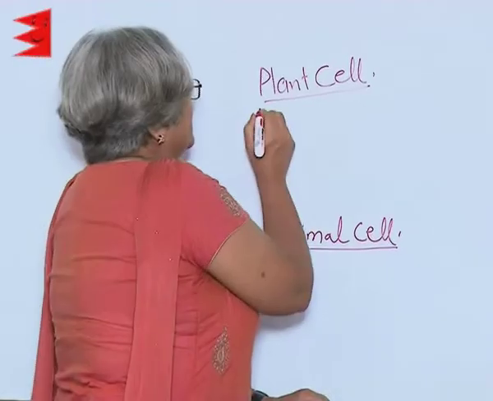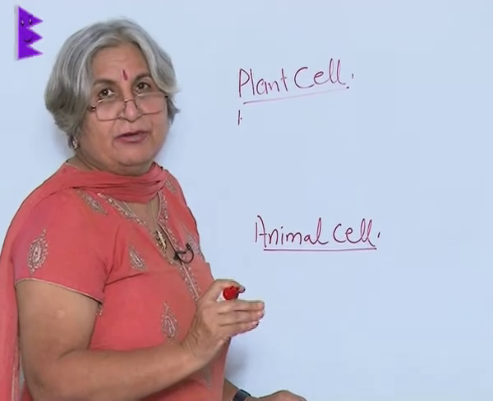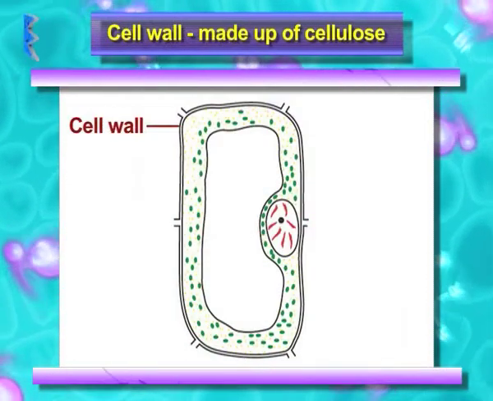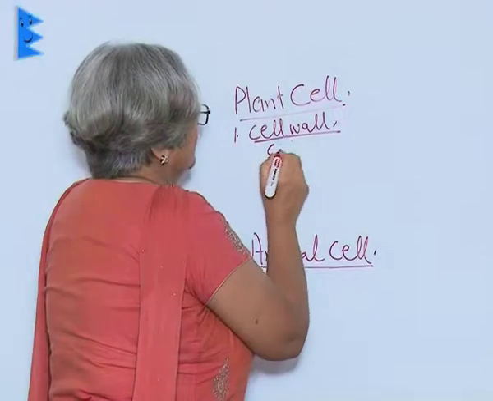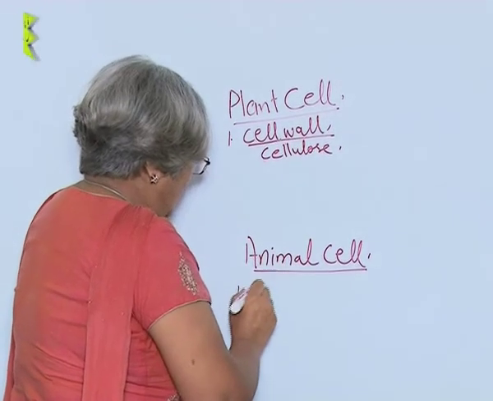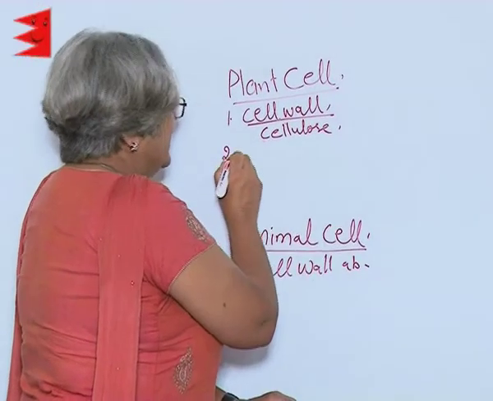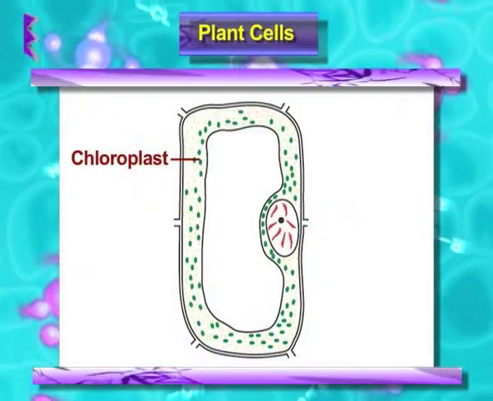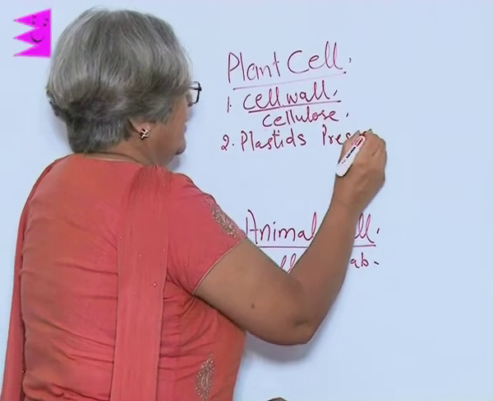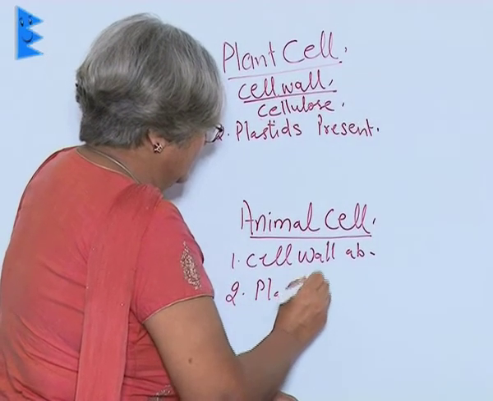In the case of plant cells, in addition to the cell membrane, there is another covering which is the outermost covering, and this is called cell wall. Cell wall is made up of cellulose. But there is no cell wall in the case of animals. Secondly, plant cells have plastids. Plastids are absent in the case of animals.